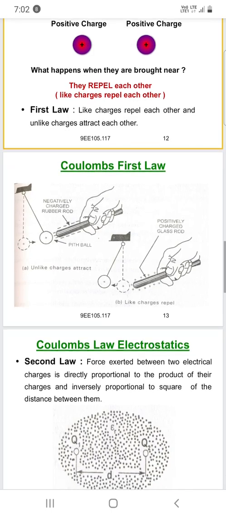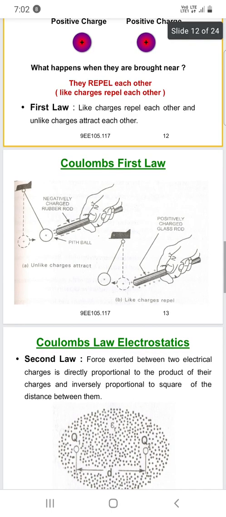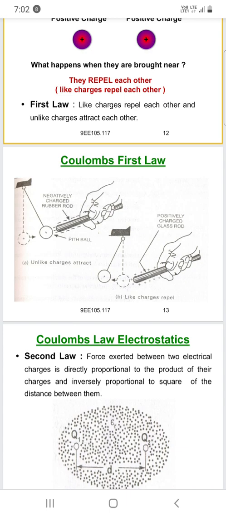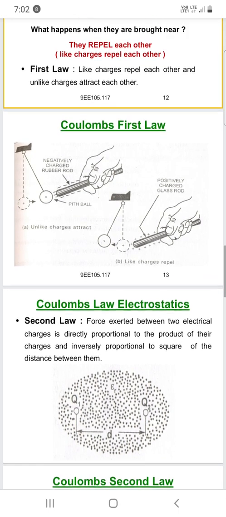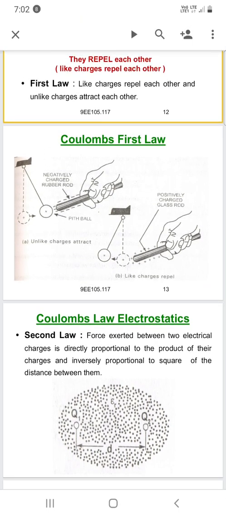Coulomb's first law. What is Coulomb's first law? Coulomb's first law is nothing but that like charges repel each other and unlike charges attract each other. So this is called Coulomb's first law.